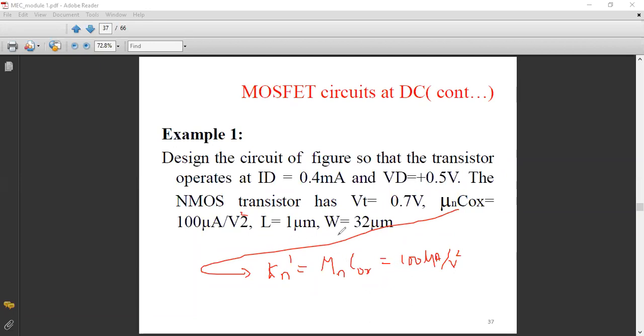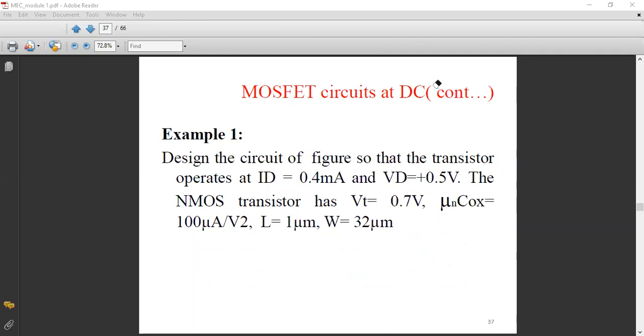Then L and W, that is your channel length and channel width, so we can calculate the aspect ratio. The width of the channel is 32 micrometer and the length is 1 micrometer. So all the relevant parameters are given to you, and based upon those given values, we have to design the entire circuit.